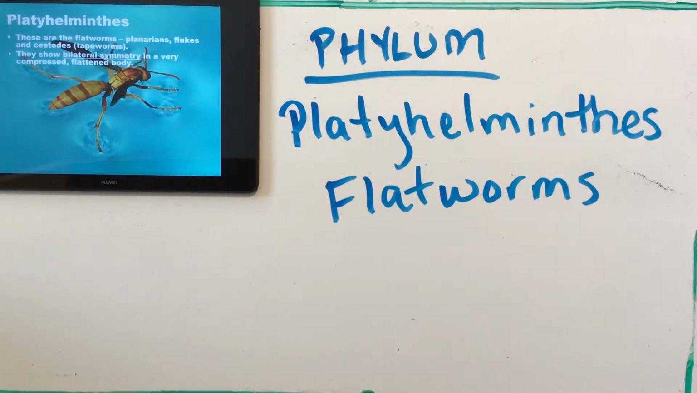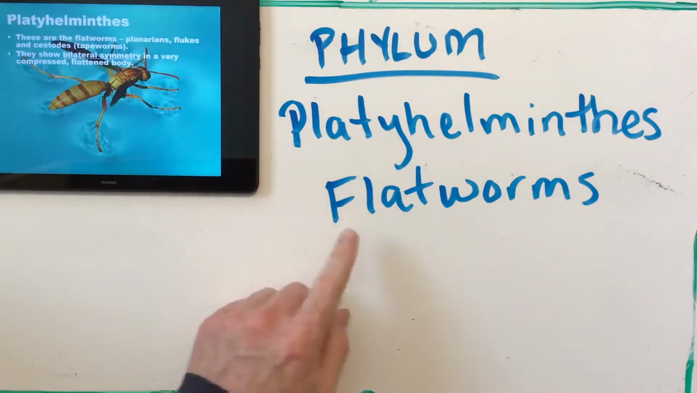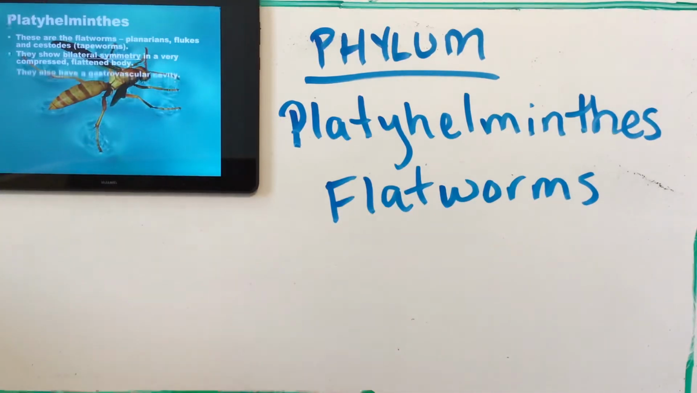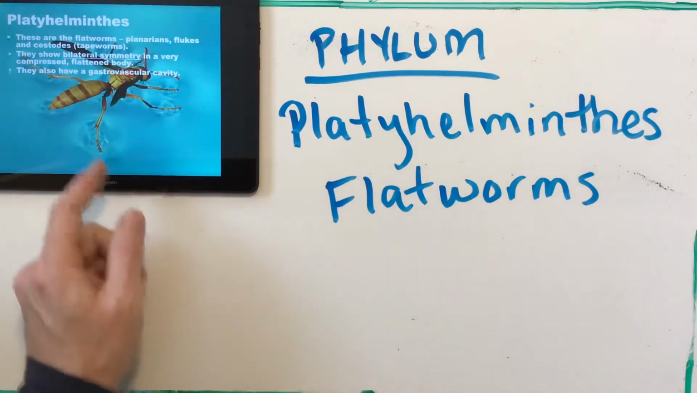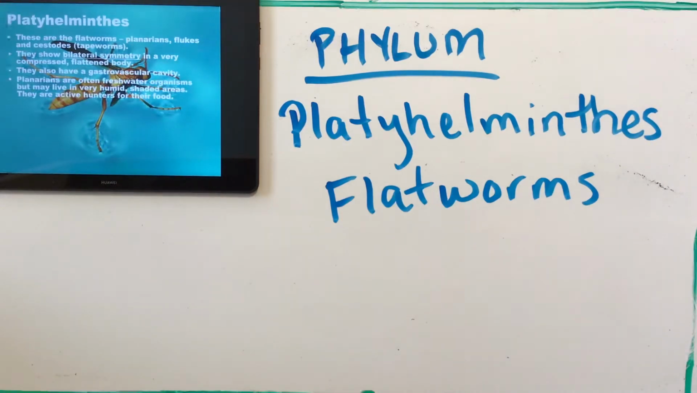They show bilateral symmetry. You can cut them down the middle. They have a very compressed, flattened body. They also have a gastrovascular cavity like the jellyfish and the sea anemone. Everything goes in and everything comes out the same opening. Planarians are often freshwater, but they can live on land in very humid, shaded areas where there is a lot of water around. They're active hunters for their food, these planarians.